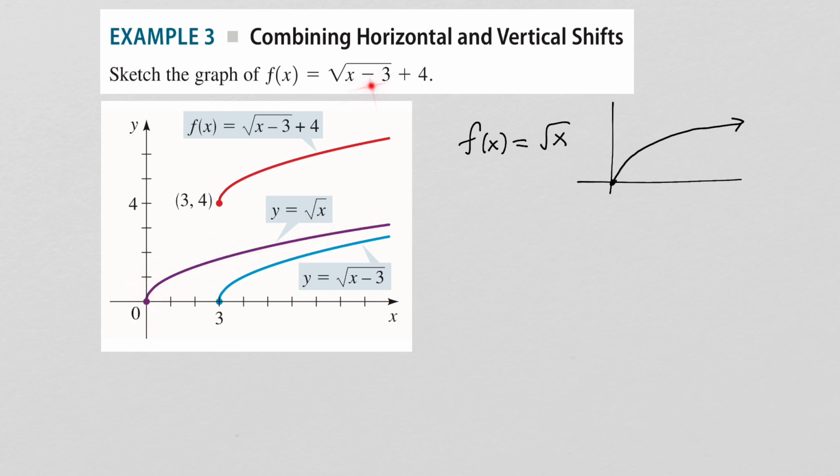Now the square root of x minus 3 plus 4 involves a shift of 3 units to the right and 4 units up. So if we take this graph and shift it 3 units to the right, we get this graph. And then if we take that graph and shift it 4 units upward, we get this graph here. So this is the graph of the square root of x minus 3 plus 4.